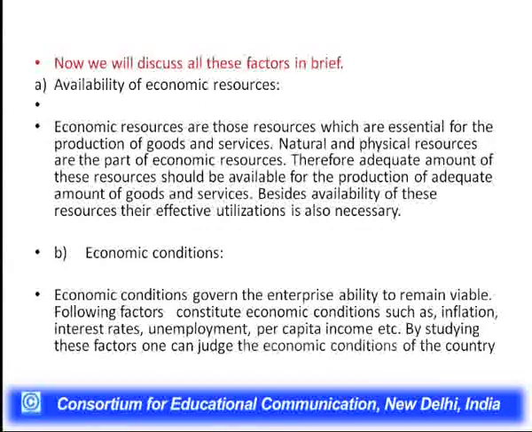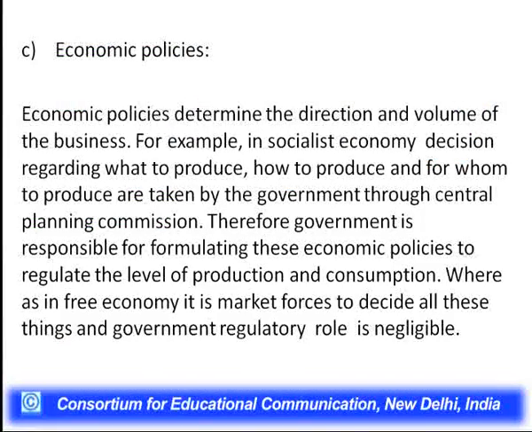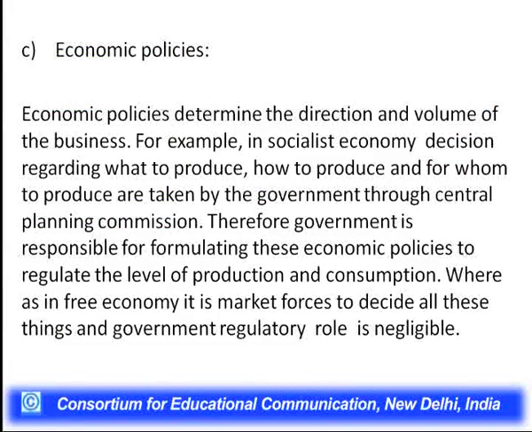Next is economic policies. Economic policies determine the direction and volume of business. For example, in a socialist economy, decisions regarding what to produce, how to produce, and for whom to produce are taken by the government through the Central Planning Commission. It means the government will work according to the Central Planning Commission. So the Central Planning Commission governs the business houses on what to produce, how to produce, and for whom to produce.